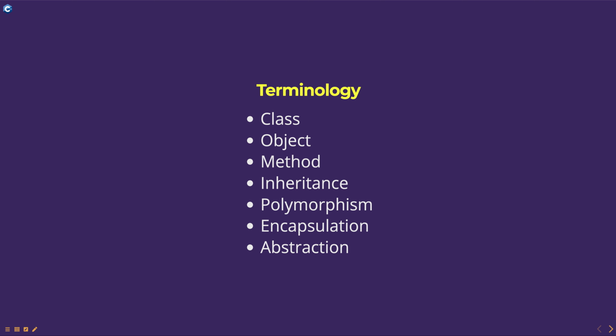Polymorphism is a mechanism that allows objects of different classes to be treated as objects of a common base class. This makes it possible to write generic code that can work with objects of different types.